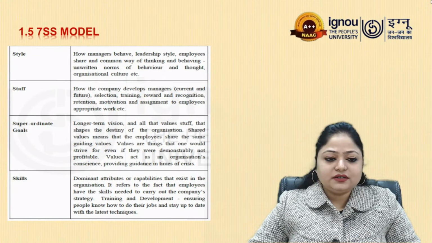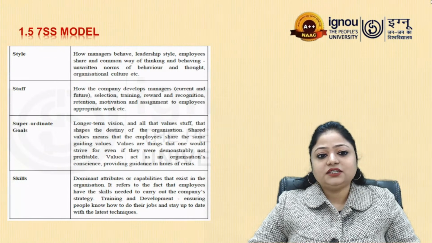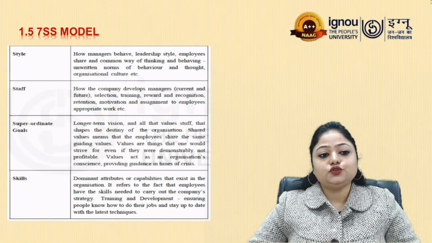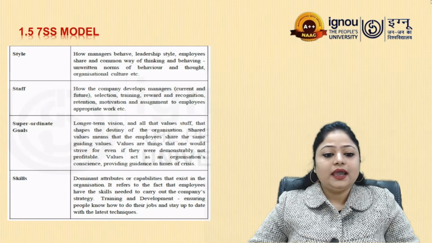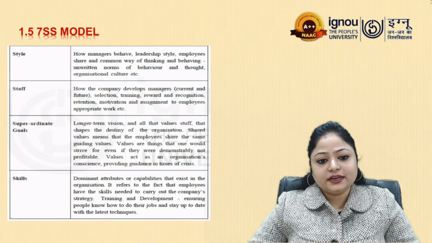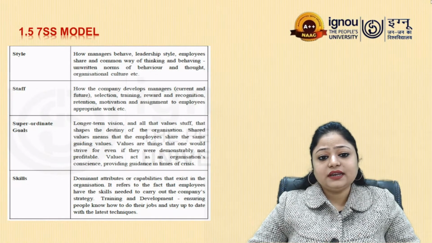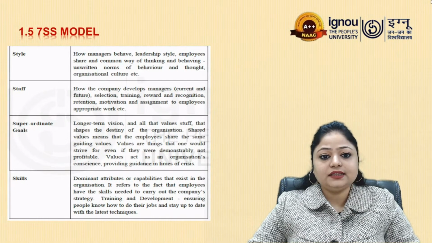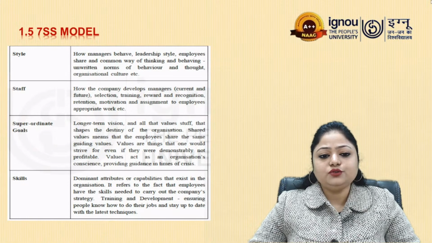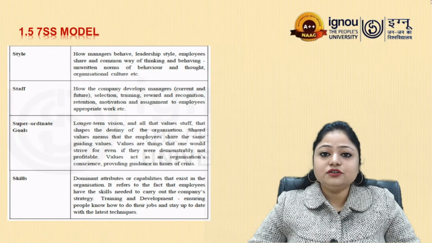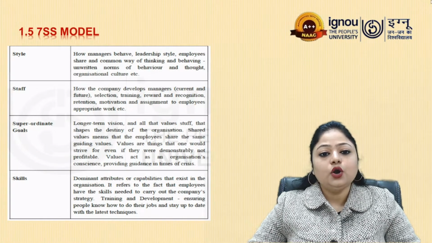Then superordinate goals: the long-term vision and all that value stuff that shapes the destiny of the organization. Superordinate goals like vision, mission, and objective or goal statements are the outlook which the organization has at its conception phase and in its development phase. It drives the organization to a better future, and it shapes the destiny of whether the organization is going to survive in the market or not.